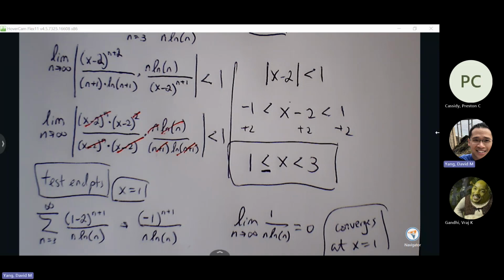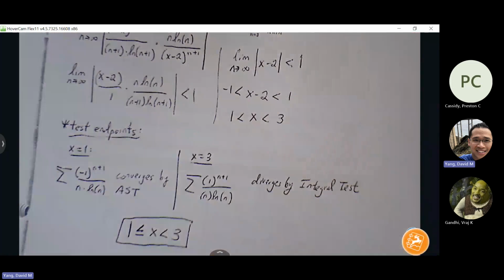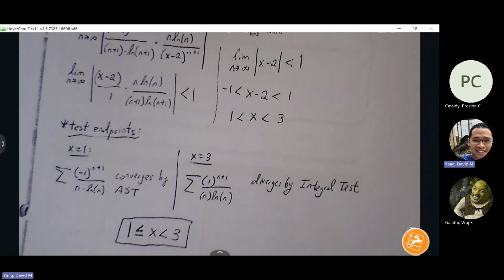For the comparison test. Oh, for the ratio test. Ratio test: if the absolute value of the expression is less than 1, then it converges. If it's greater than 1, it diverges. If it's equal to 1, it's inconclusive. Why not less than? Yeah, so if it's less than 1, it converges. If it's greater than 1, it diverges, and if it equals 1, it's inconclusive. How did you get inconclusive?